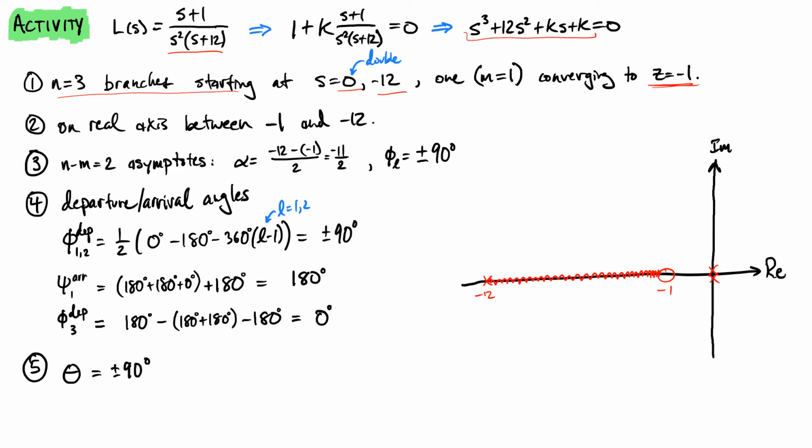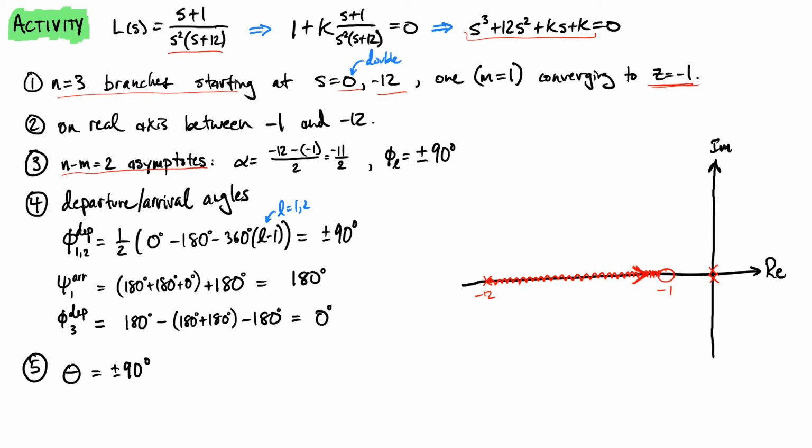But then once we reach minus 12, there's going to be an even number, so it's 3 poles and 1 0, which is an even number, and so it's no longer going to be on the real axis after minus 12. So that means it's going to be on the real axis between minus 1 and minus 12. So we had 3 branches, and one of them converged to the 0. We can already see that here, so we already know that it's going to go like this. So then the question is, where do the other 2 branches go? So we have n minus m, which is 2 asymptotes.